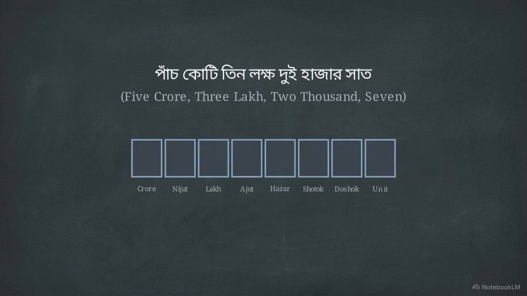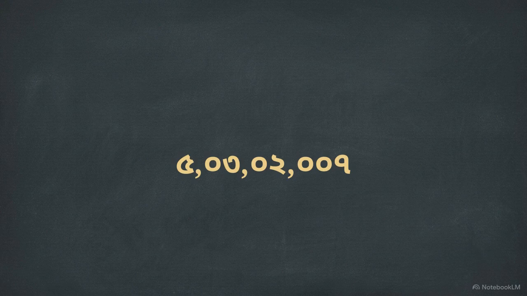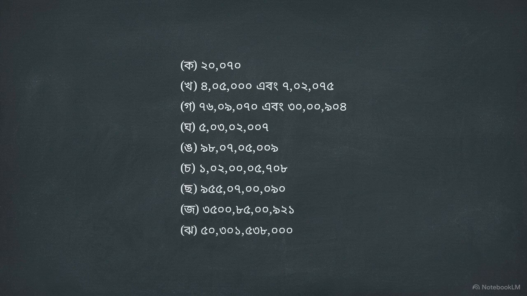Moving to question 1, we convert written words into numbers. For part Ga, 5 crore, 3 lakh, 2007, we place the 5, 3, 2, and 7 into their respective positions. Any place value not mentioned in the words must be explicitly filled with a 0 to maintain the correct total value. Here is the complete solution board for question 1. Take a moment to check your own work.